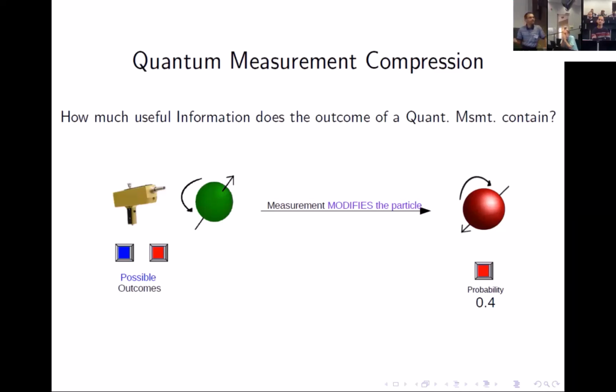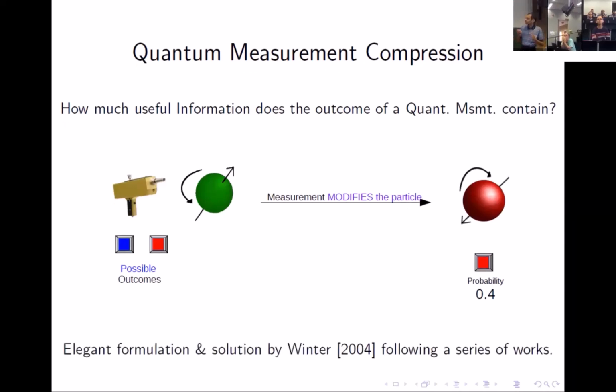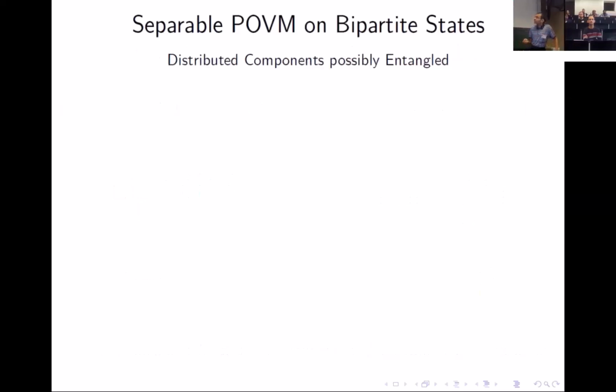And this is not easy to formulate, but thanks to Winter, there was an elegant formulation in 2004 following a series of works, and a very nice solution and an elegant answer to the problem, both intuitively and mathematically. I'll describe that, and then I'll tell you the setting that I work on. So I consider the simulation of a separable POVM on bipartite states with components distributed at two locations. I will explain these terms.